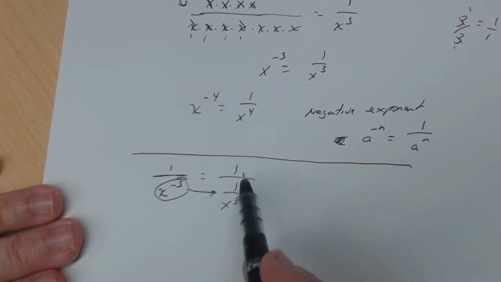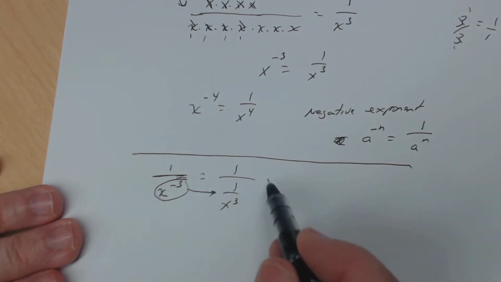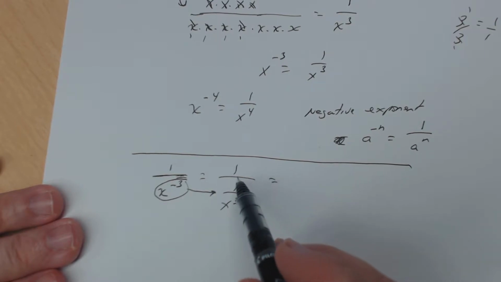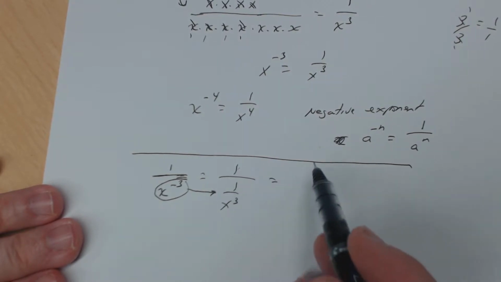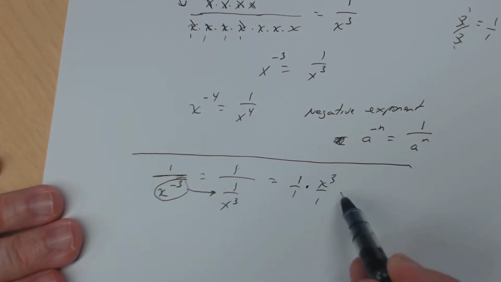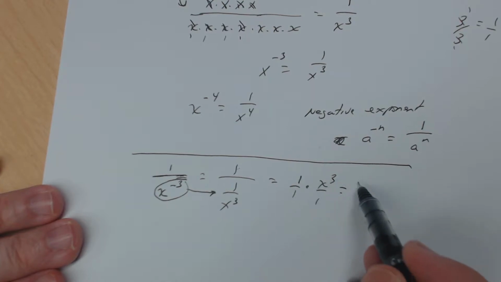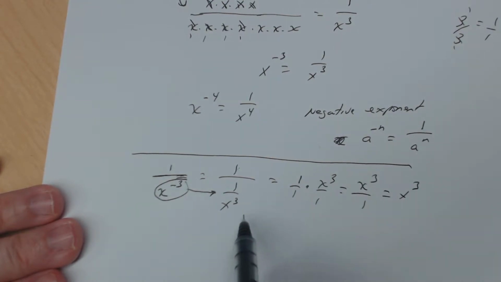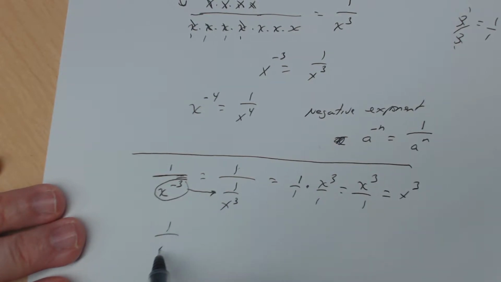We know from a semester ago, or two semesters ago, that when you divide fractions, you rewrite it as a multiplication problem. So we have this 1, which is 1 over 1, times the reciprocal of this, which is x cubed over 1. And 1 times x cubed is x cubed, 1 times 1 is 1, so I get x cubed. So now we know that 1 over x to the negative third is x cubed.